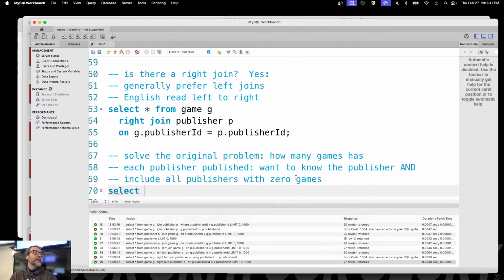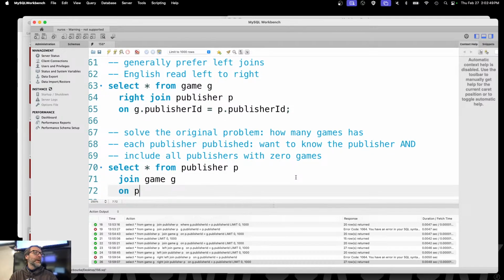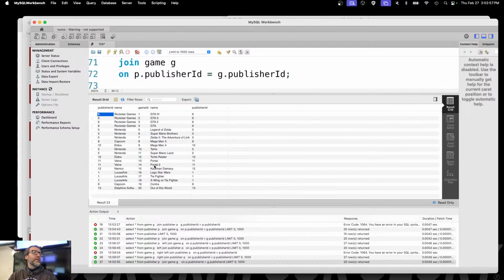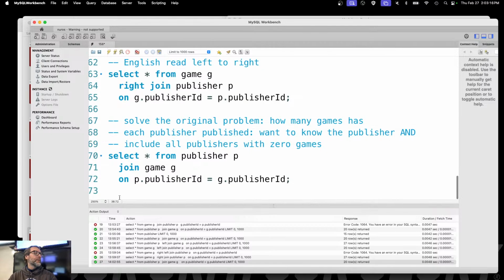So let's start out by selecting everything from publisher P join game G on p.publisher_id is equal to g.publisher_id. All right, so there's my start. That's what I had before. But what I want to do now is group them by their publisher ID and then project them down so that I don't get 1, 1, 1. I get that LucasArts has published 3 games. So we'll add on to that.